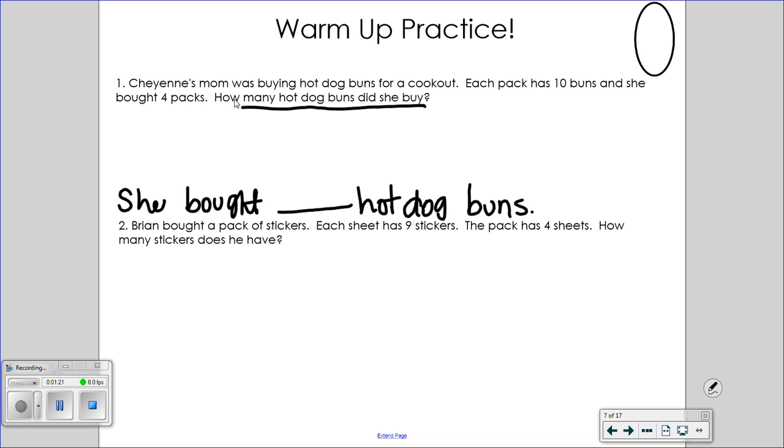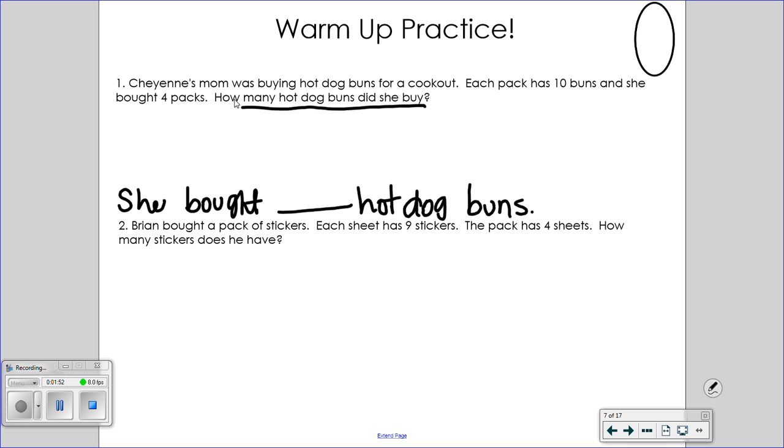Alright. We've read it. We made our answer sentence. What is the next thing I need to do now? Parker? What kind of plan, what kind of strategy are we going to use? You could. Can we first just draw a picture?